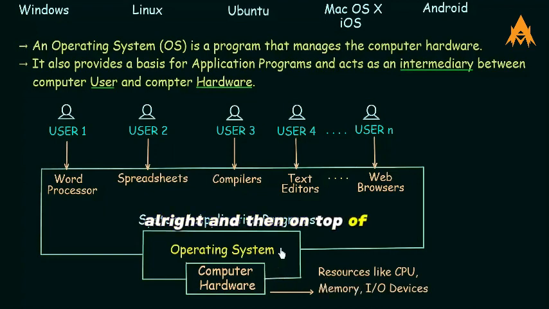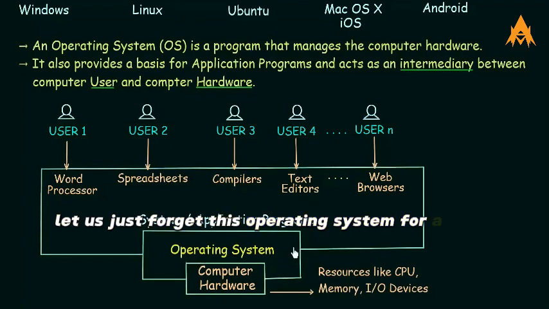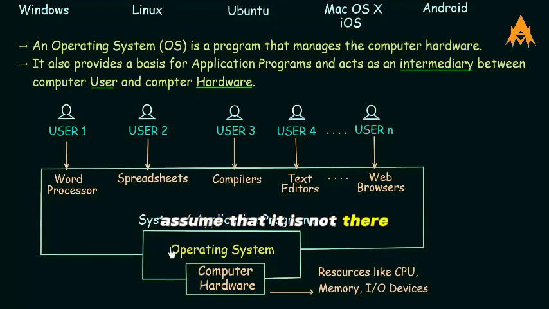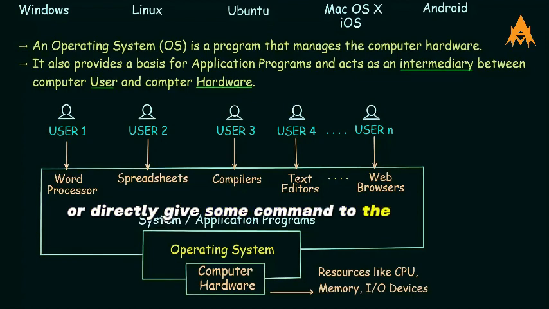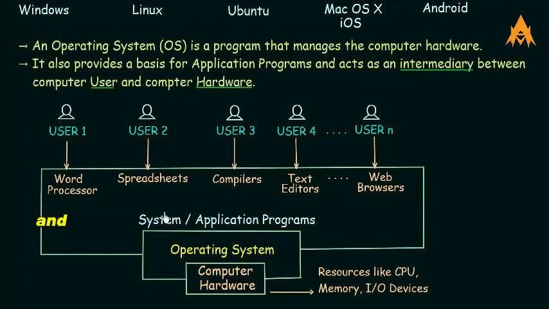Alright, and then on top of this, we have the operating system. But for now, let us forget the operating system for a while and just assume that it is not there. On top of this, we have the application programs. There are two kinds of software: system software and application software. System software is used to directly modify or give commands to the computer hardware, and the operating system is also a kind of system software.